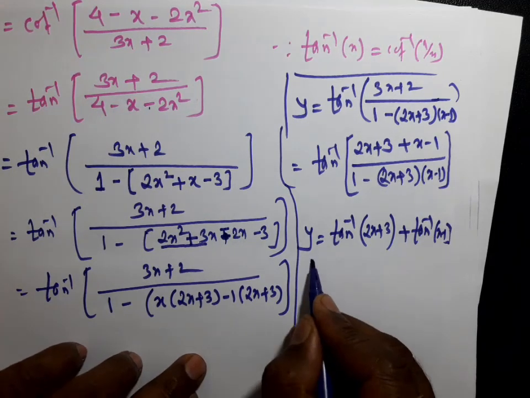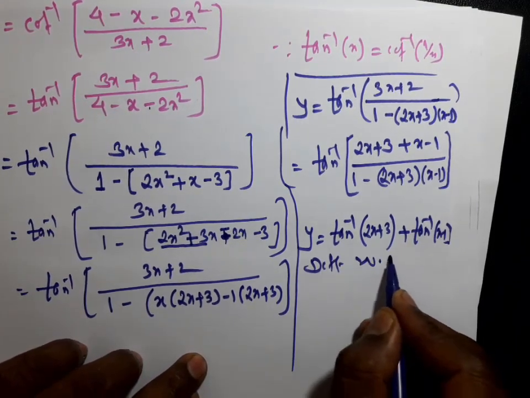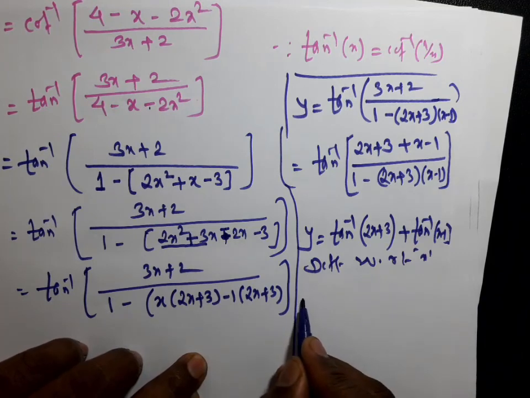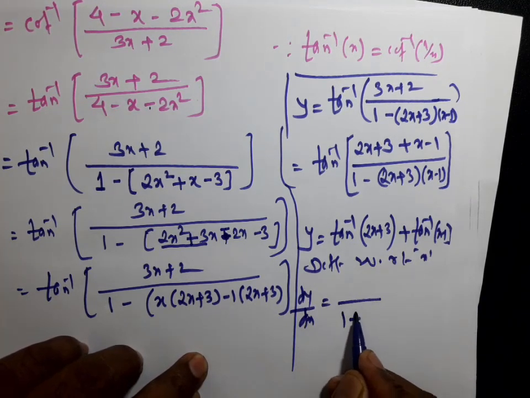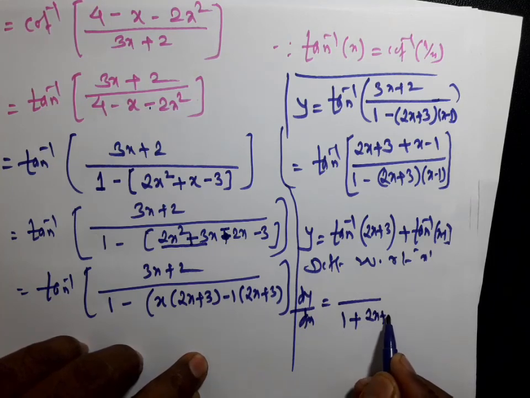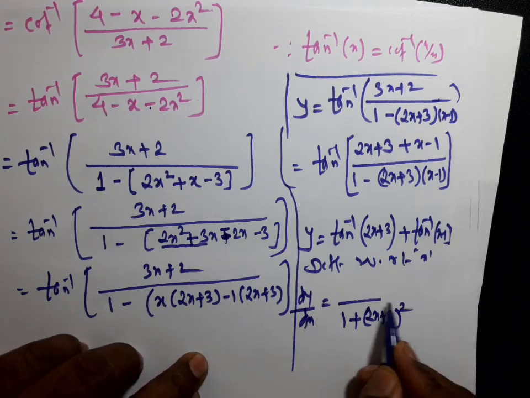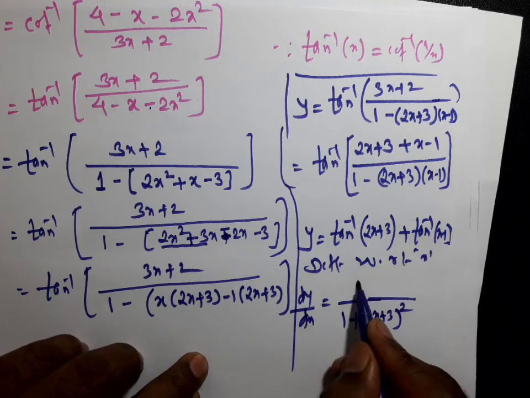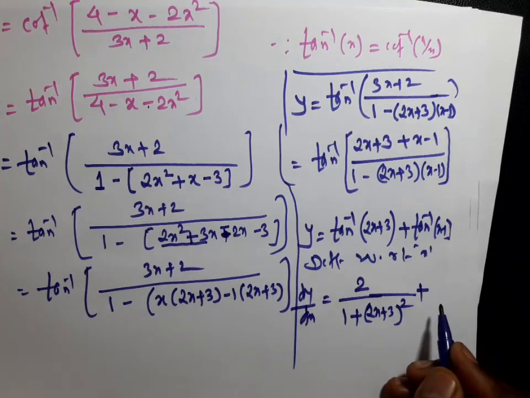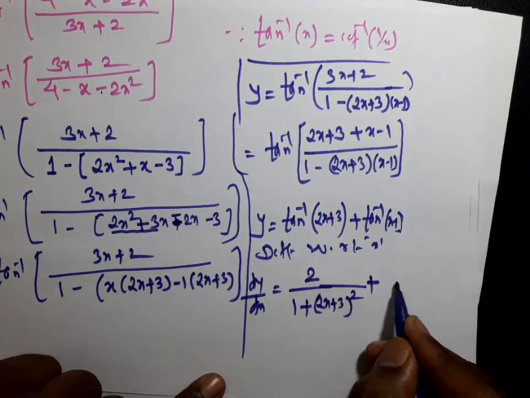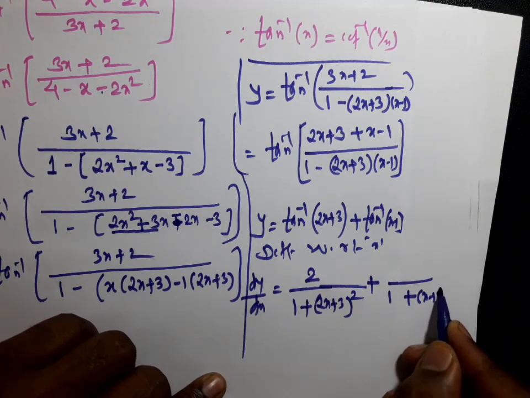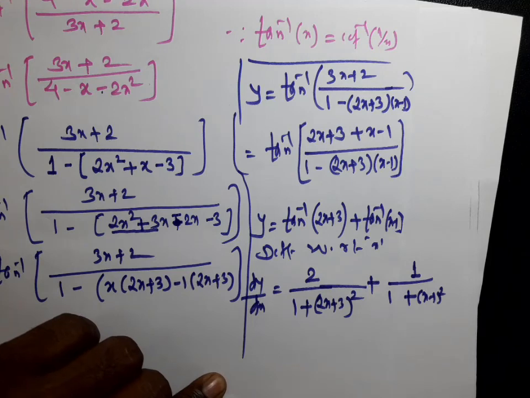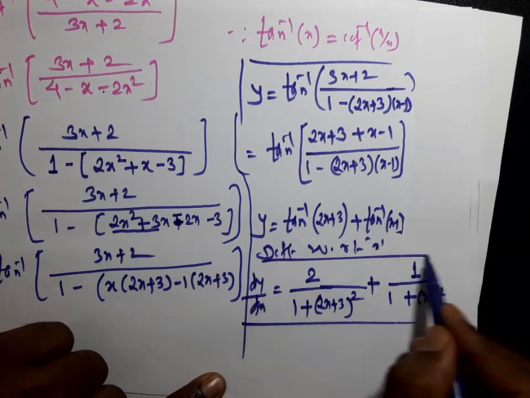So differentiate with respect to x. dy by dx is 1 upon 1 plus (2x plus 3) square, it is composite, so their derivative is 2, plus 1 upon 1 plus (x minus 1) square, and the derivative is 1. This is the final derivative.